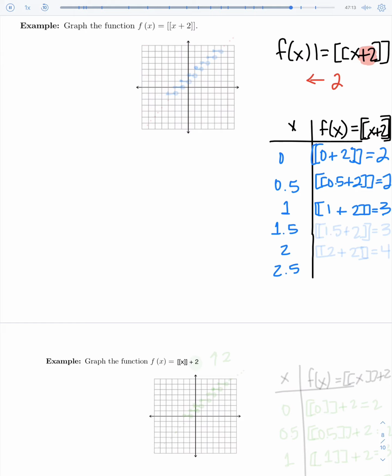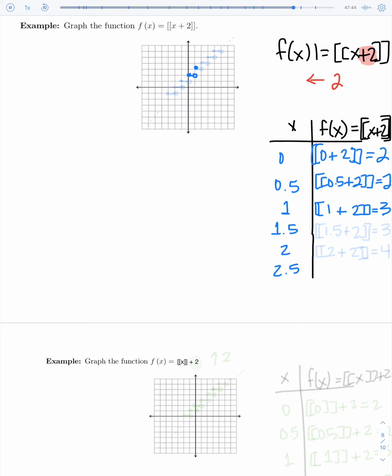So at 0, we're actually at 2. So let's do a closed circle at 0, 2. And then even at 0.5, we're up to 2. But at 1, we jump up to 3. So that should be where our first step stops. So up till 1, we're on our first step, and then after that we're jumping up at 1 to our second step.